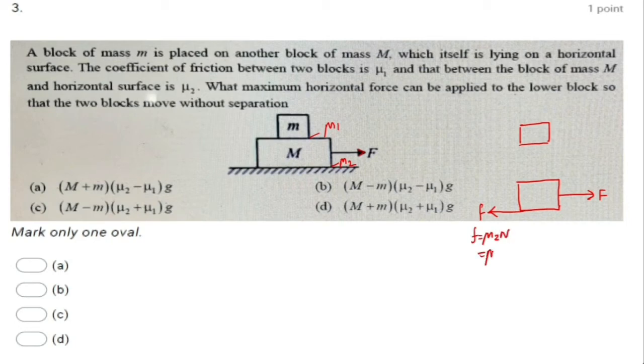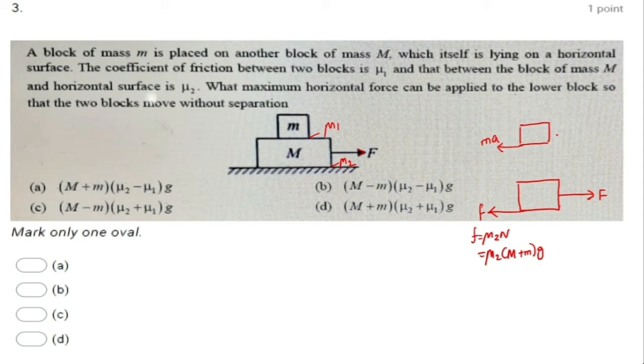What does the equation become? Mu2 into n means the total mass, capital M plus small m, into g. So we can write mu2 into capital M plus small m into g. That is the backward force. Now when the force is applied towards the right hand side, there will be a pseudo force acting on small m, towards the back side, that is m into a.